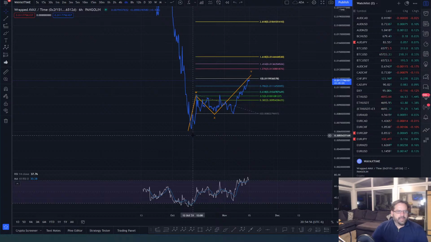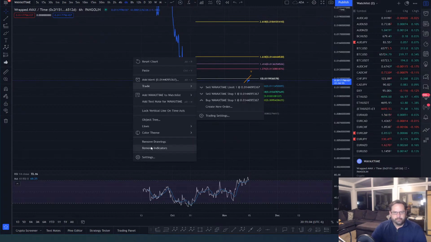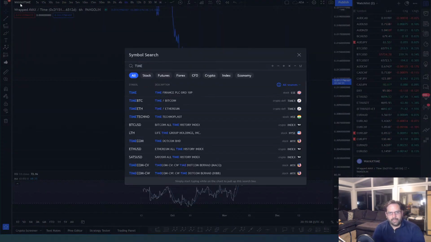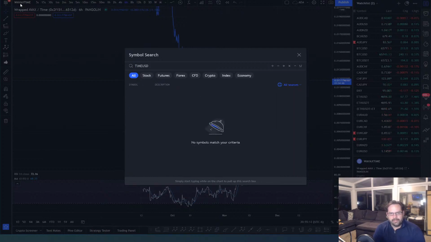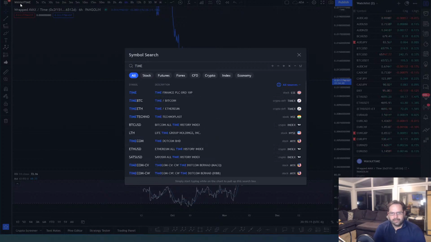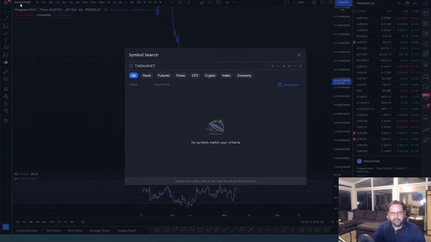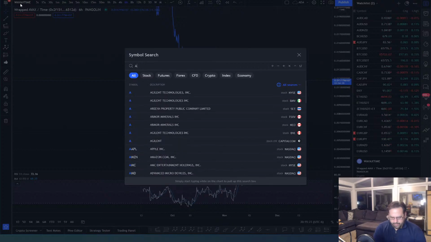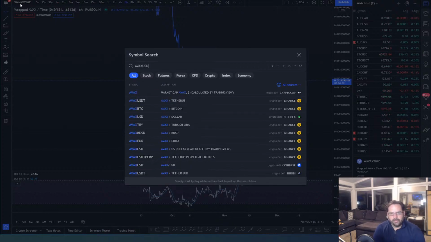How do I look up the time market cap? If you give me the chart ticker, I'll definitely look that up. I mean, I could put in time against BTC, but they don't have a USD or a USDT. Yeah, AVAX USD, sure.